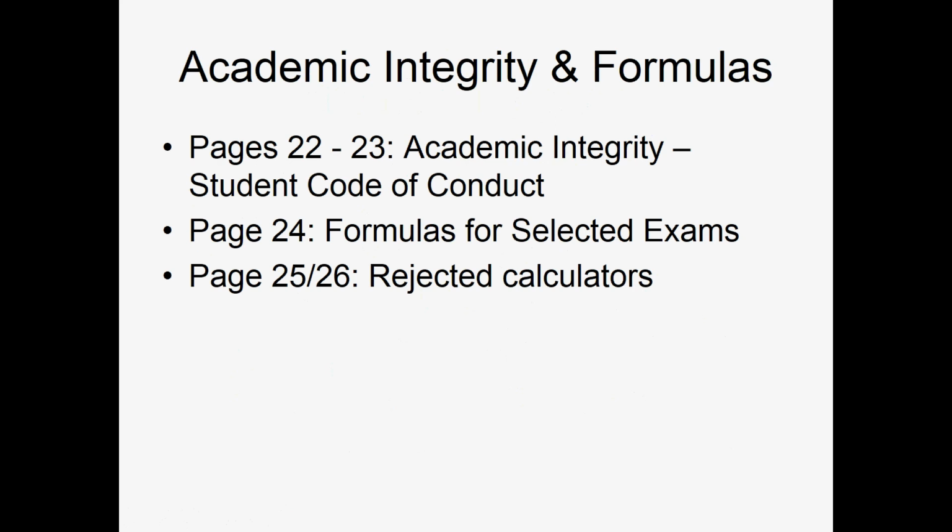Page 25, 26, depending on if it's calculus 1, 2, or 3. I think calculus 1 and 3 is page 25, and then calculus 2 is page 26 that has the rejected calculators. Calculators that we do not advise you use while taking tests. Why? Because those calculators have solvable capabilities, and that's a no-no.